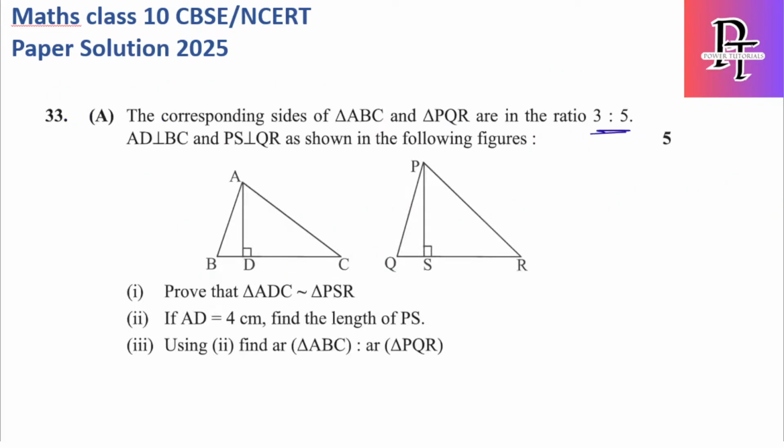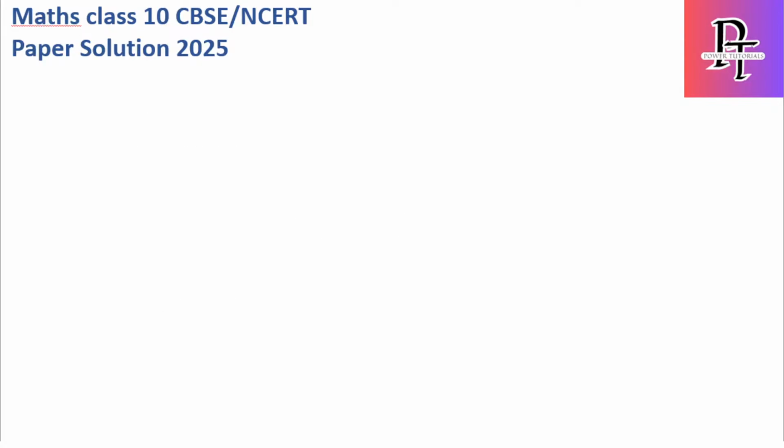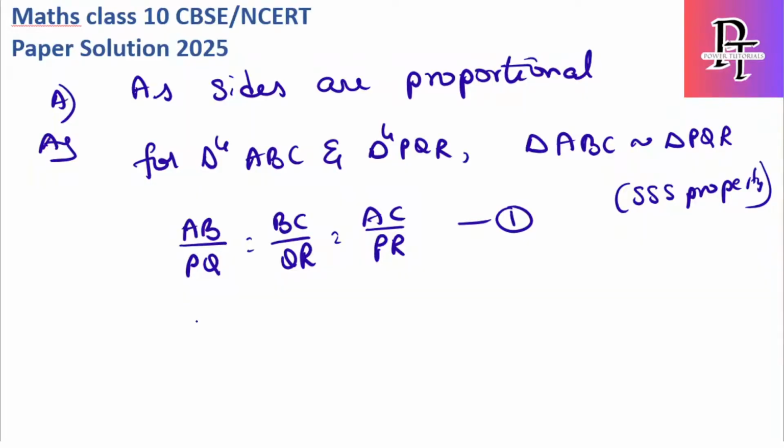What are they asking? ADC, PSR. ADC is this one, PSR this one. Okay, I will write it directly here. Angle C is equal to angle R. Okay, I'll write first here. Angle A is equal to angle P. Angle B is equal to angle Q. And angle C is equal to angle R. Why? Because both the triangles are similar.